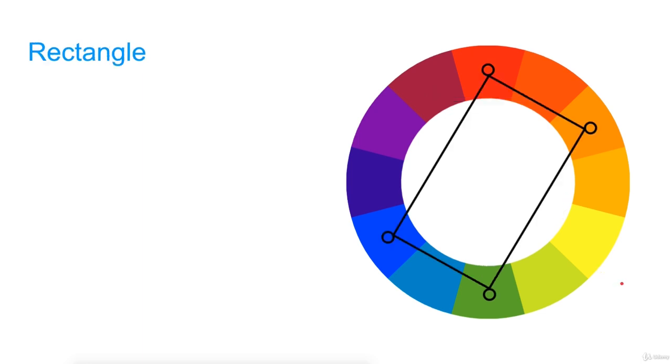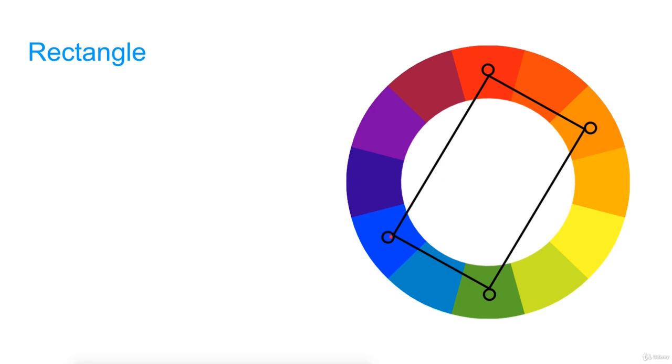Now the next 2 I'm going to show you are very similar. They're both using 2 complementary color pairs. For a rectangle, we're grabbing the blue and orange pair and the green and red pair. In this rich scheme, we have many possibilities and variations. You want to pay attention to the balance of the warm and cool colors in this.